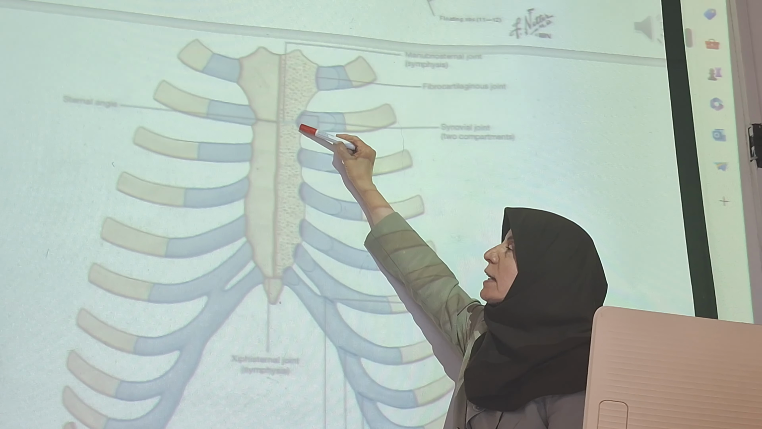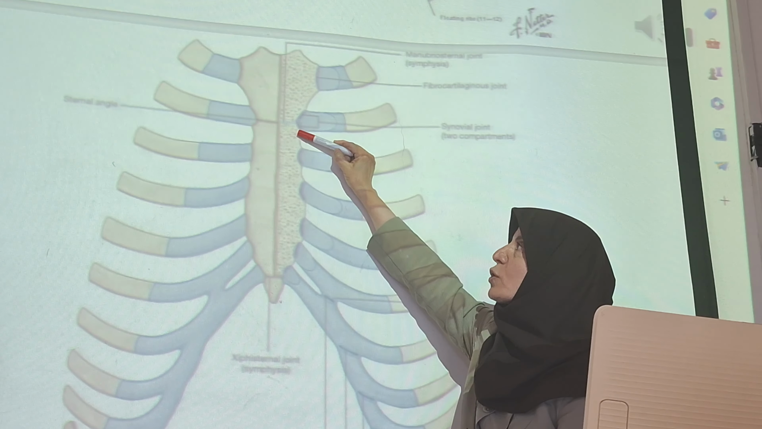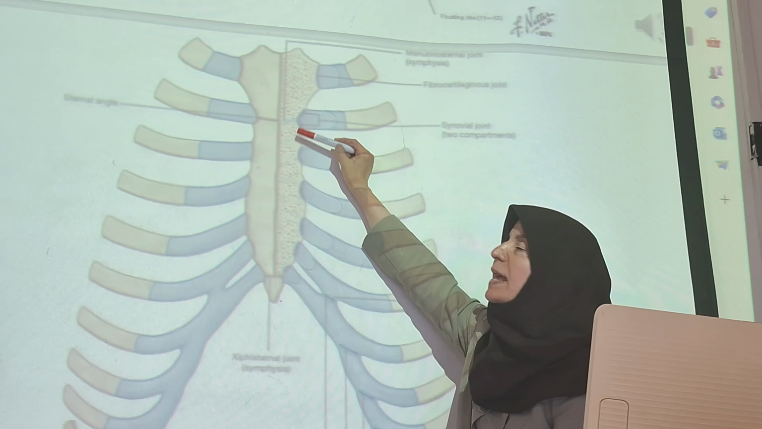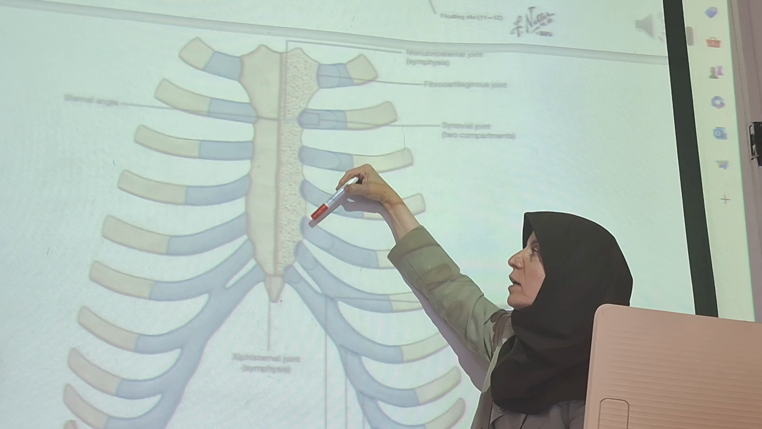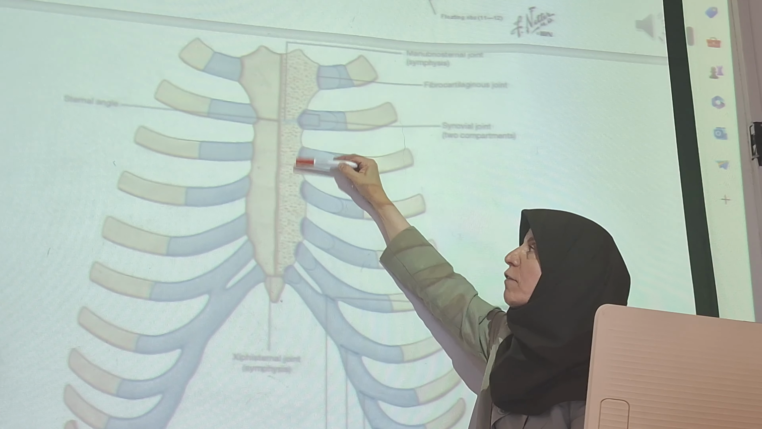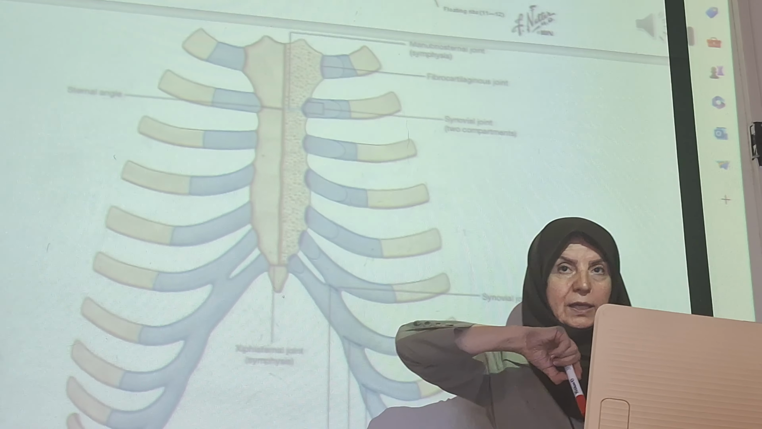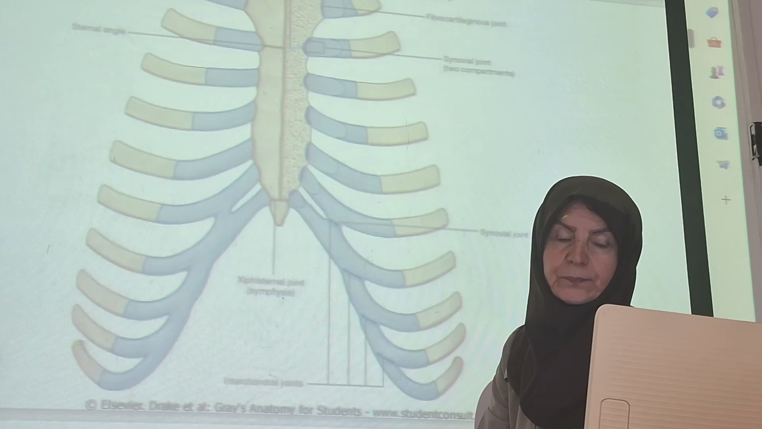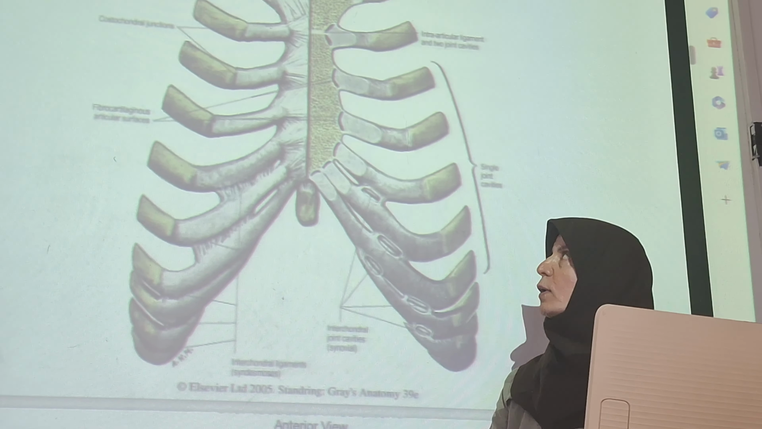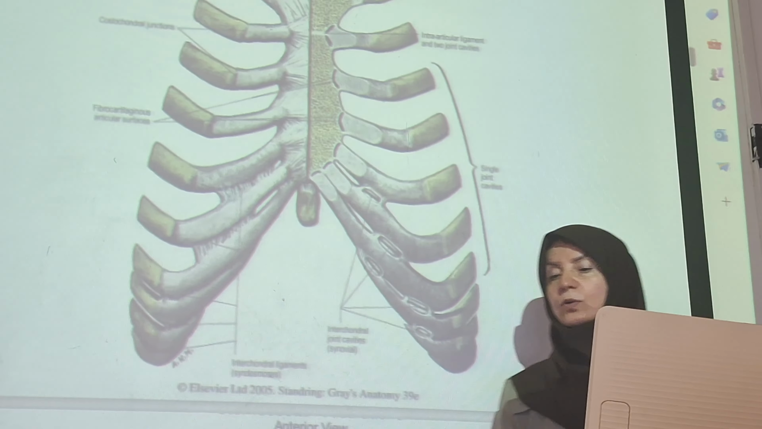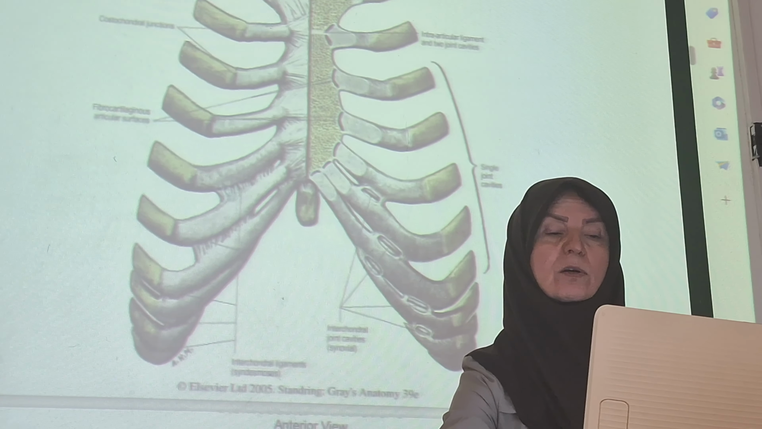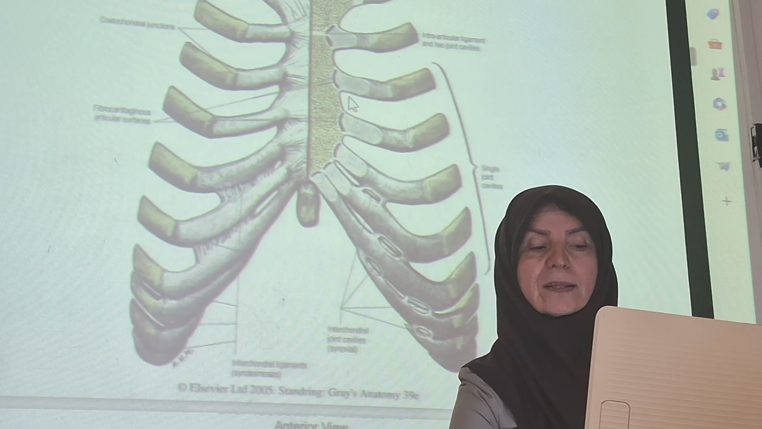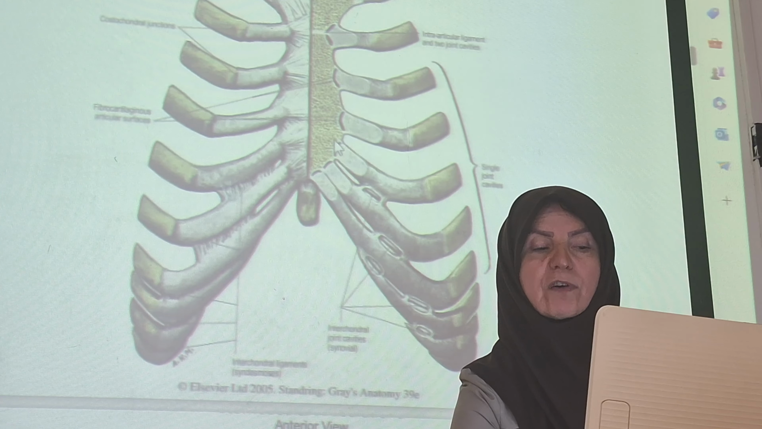So here in the second costo-sternal joint, we have two small articular spaces. But for the rest, we have only one articular space. Okay, do you get that? Now, here, you are going to look at the second costo-sternal joint. How many articular spaces are you able to find? Two, with one capsule. But about the other, we have only one space.